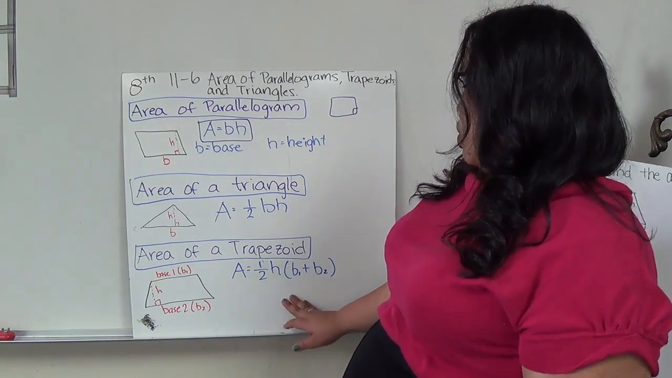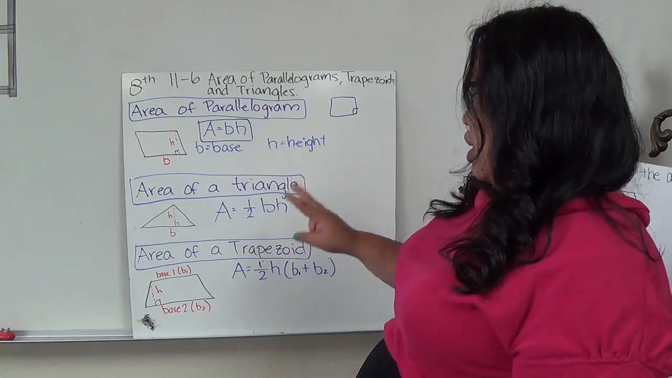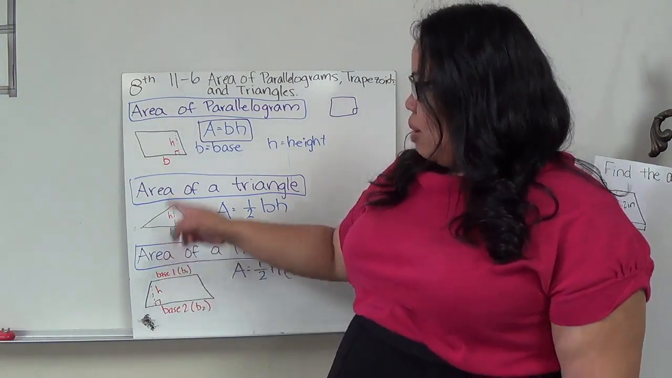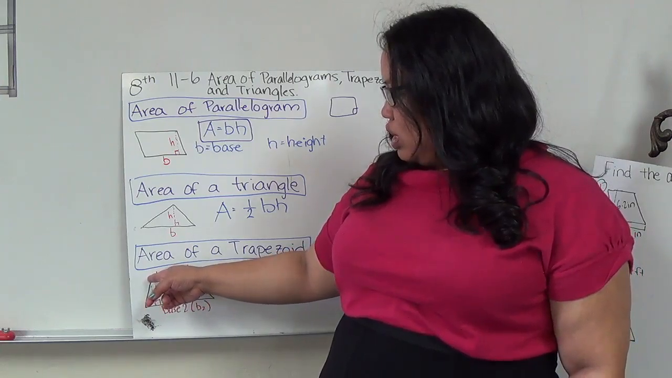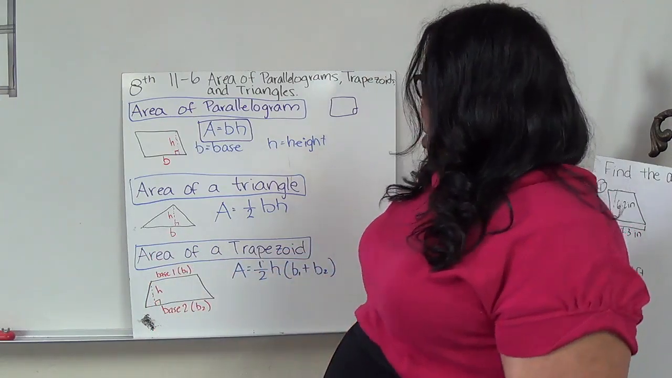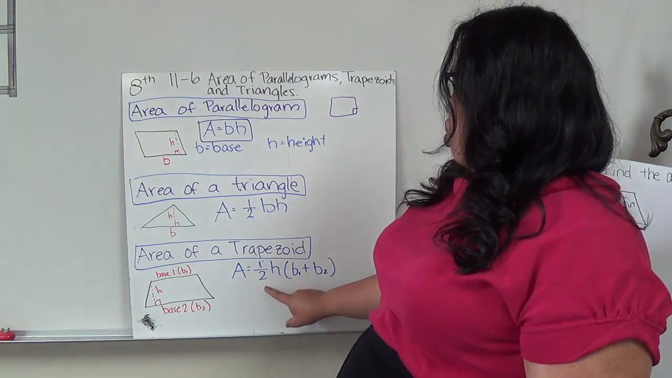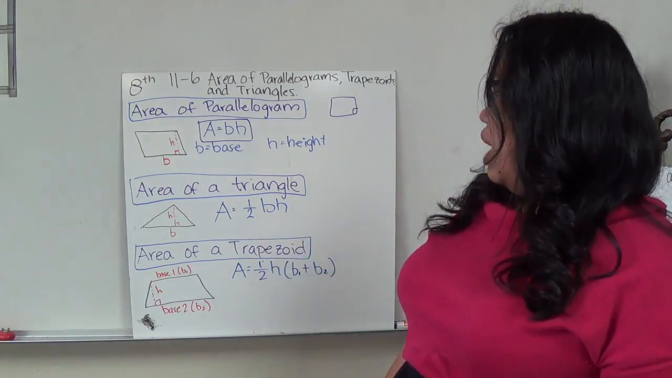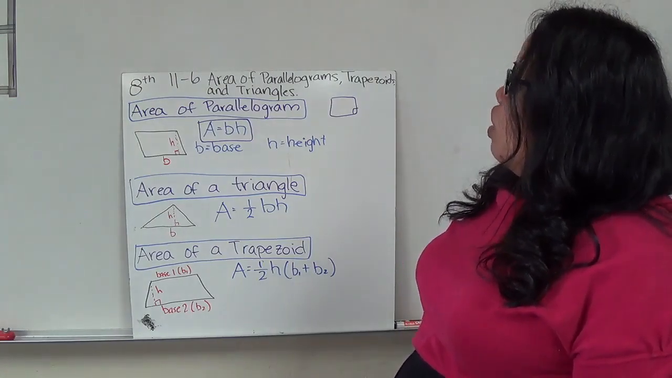And the area of a trapezoid is a little tricky. You have two bases. You have the top and the bottom base, okay? The height is the same as all these, from the vertex straight down at a right angle, but you have two bases. So it's the same as this, except you're adding the bases together and then you're multiplying it by the height and 1/2. So here are the equations.